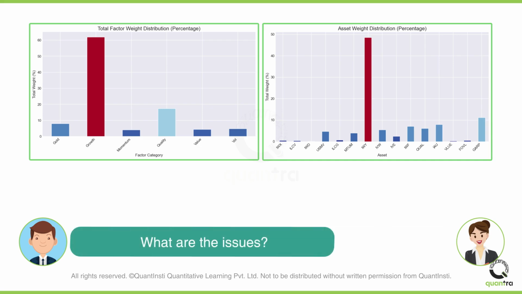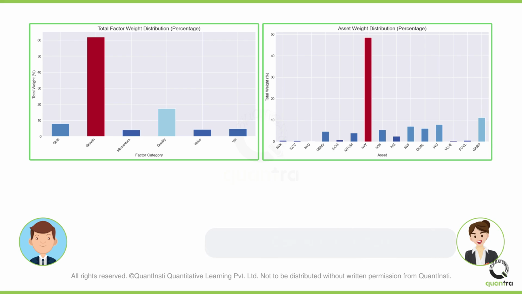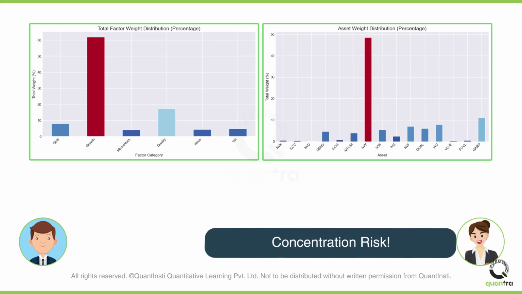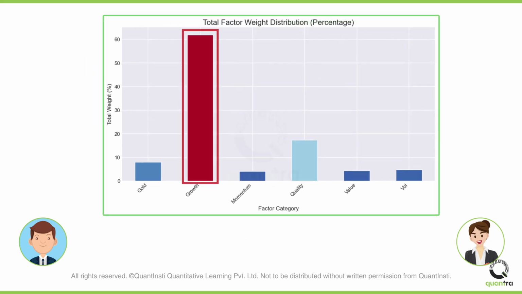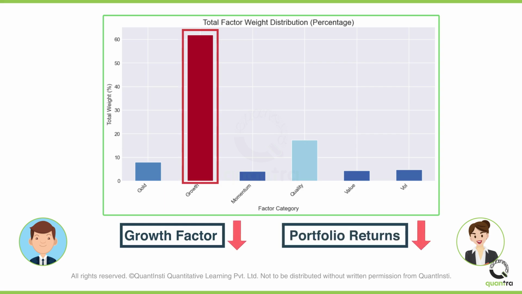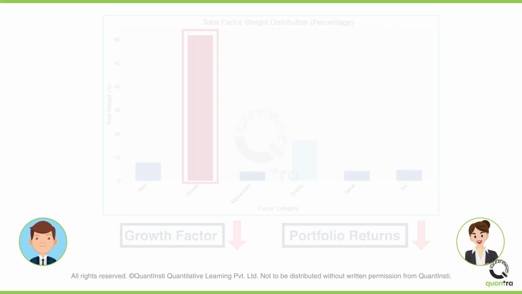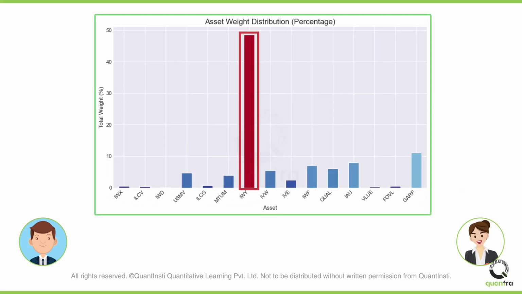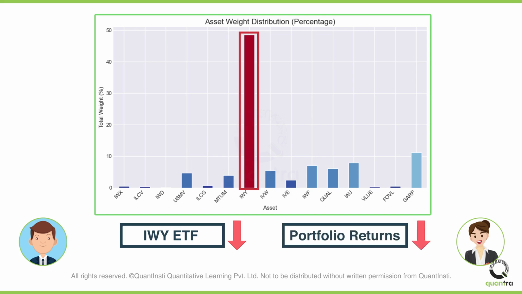What are the issues with allocating weights in such a manner? This would lead to concentration risk. Allocating more than 60% weight to the growth factor, in cases where the economic cycle changes and the growth factor underperforms, would greatly affect the returns of the entire portfolio. Similarly, by allocating more than 48% to a single ETF, which is IWY, we are opening doors to a scenario where the underperformance of one ETF can again greatly affect the overall performance of the portfolio.